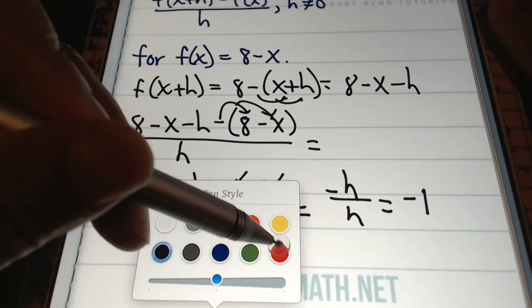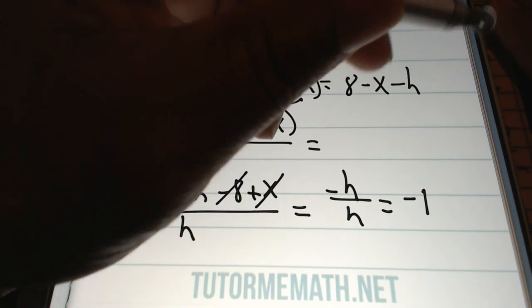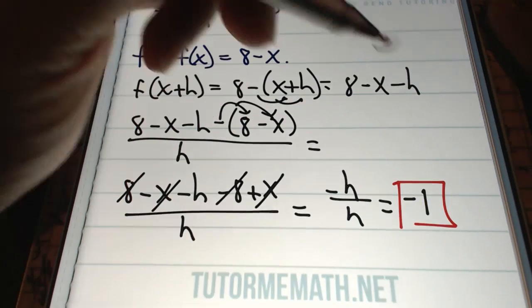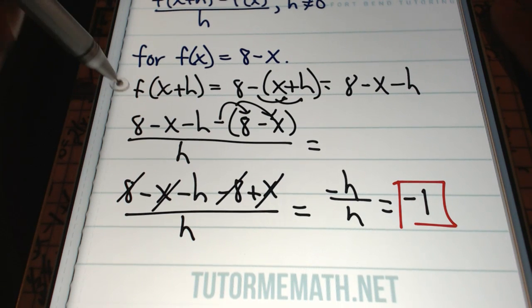And Lewis, just to let you know, that is not the derivative unless we have it set up as the limit as h approaches 0 of that difference quotient.